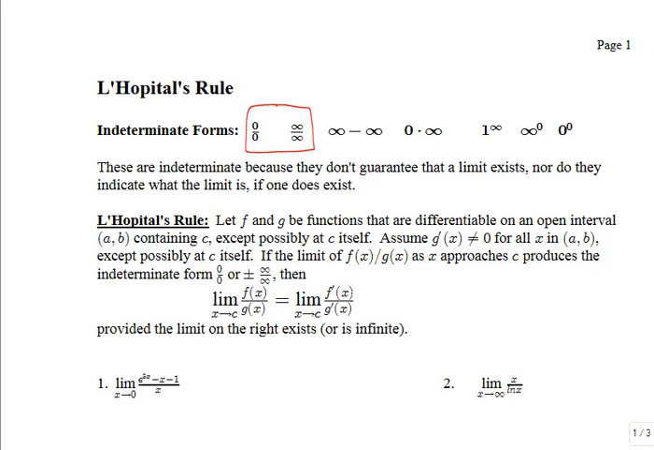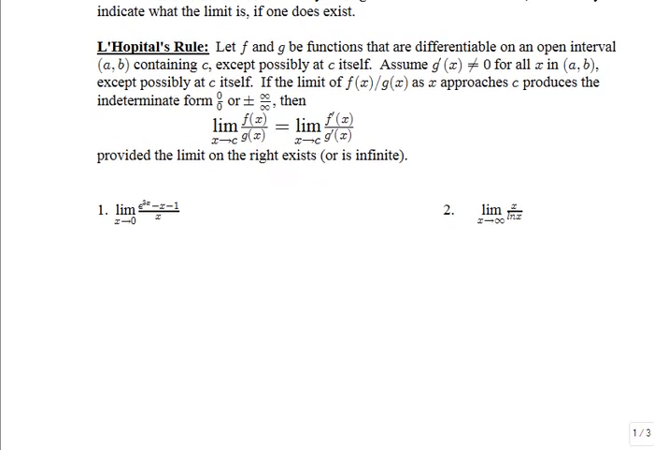Now notice that this L'Hopital's rule does not apply to indeterminate forms of these other types, but we can get around that by manipulating them to make them turn into either 0 over 0 or infinity over infinity. So even if we get indeterminate forms of these other 5 types, we still usually end up using L'Hopital's rule after we get creative. Okay? So let's see an example.